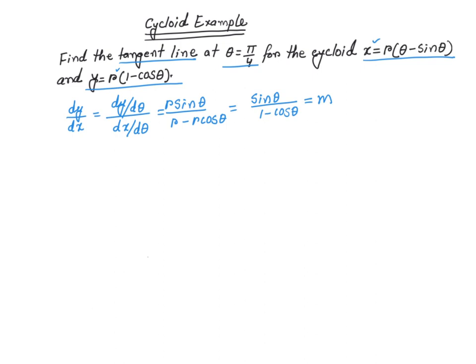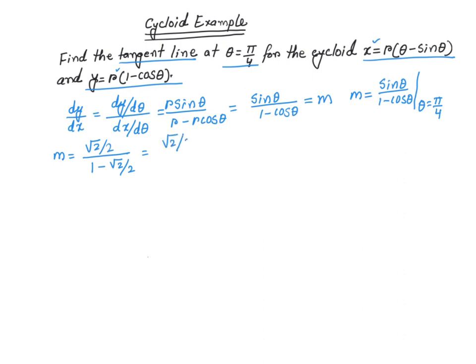Now we need to find this slope at point theta is equal to pi over 4. So my slope m is going to be equal to sine of theta over 1 minus cosine of theta evaluated at theta is equal to pi over 4. Now you know sine of theta is equal to square root of 2 over 2, and same for cosine of theta, right? So my slope in essence becomes square root of 2 over 2 divided by 1 minus square root of 2 over 2, and I can simplify it a little bit.